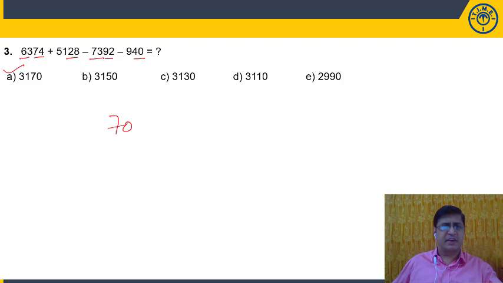63 minus 73. How much is it? Minus 10. Subtract from 51. 51 minus 10 is 41. 41 minus 9. Am I right? No, 41 minus 10. Why is it? So 41 will become 40. 40 minus 9, that is 31.